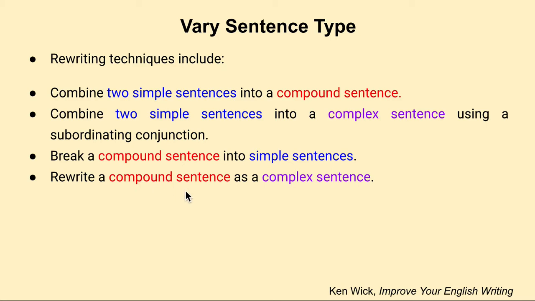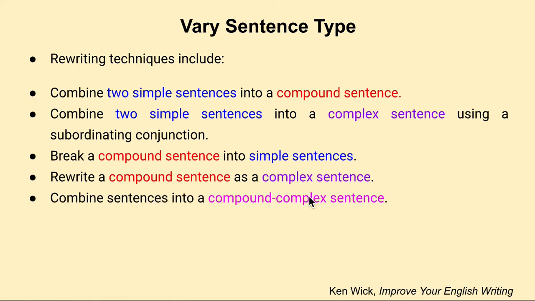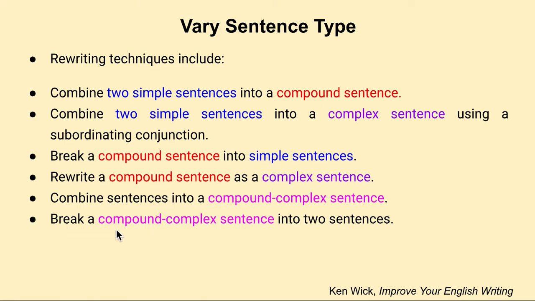Basically, you'd probably have two sentences separated with a coordinating conjunction. You just take one of those independent clauses, start it off with a subordinating conjunction, and put it before or after, and you've rewritten the compound sentence as a complex sentence. You could combine sentences, it doesn't matter if simple or compound or complex, into a compound complex sentence. The reverse of that, you could break a compound complex sentence into two sentences.